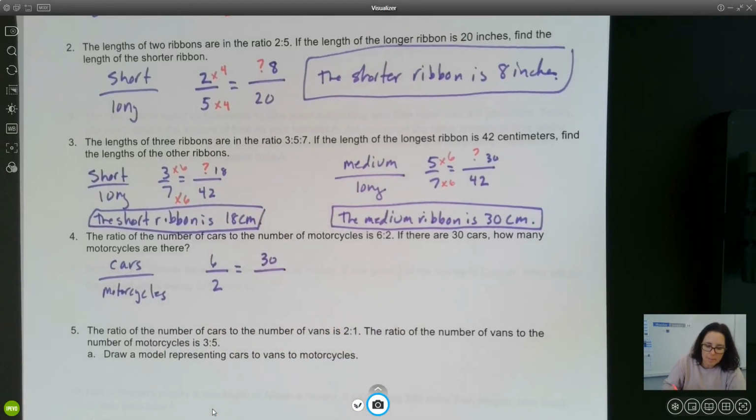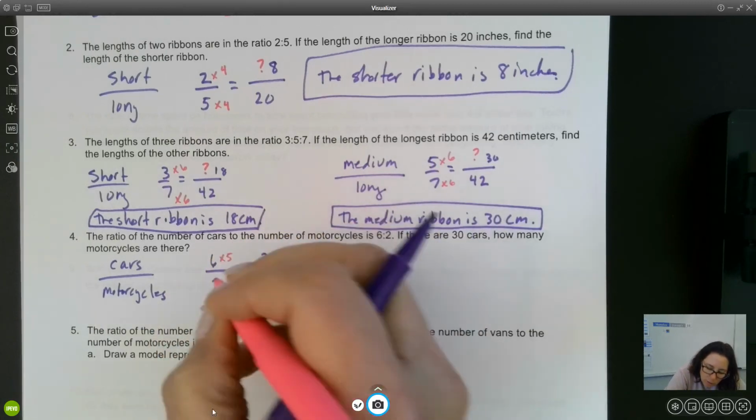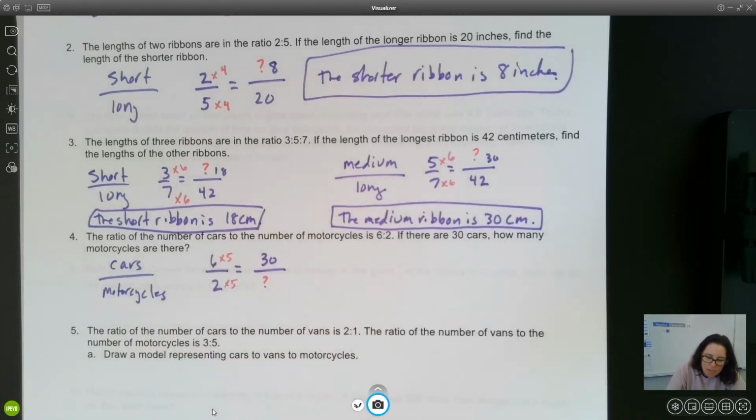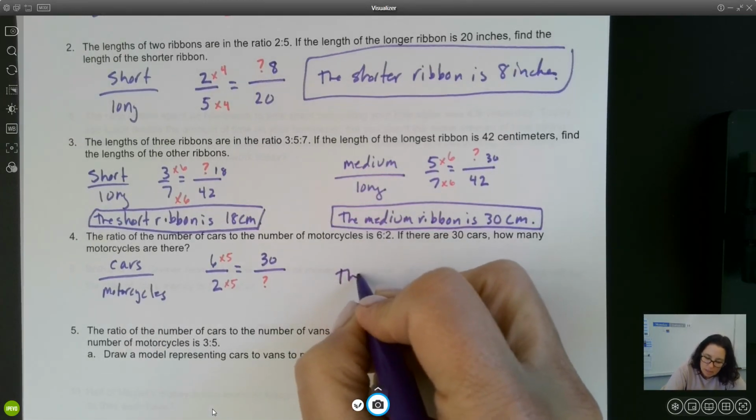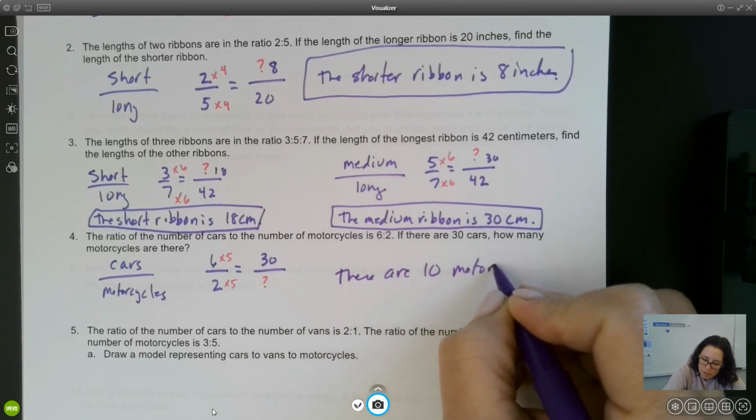30 cars. All right, this time, our question mark's down here. It's the same process though. How do we get from 6 to 30 with multiplication? We multiply by 5. Same thing's going to happen there. So there are 10 motorcycles.